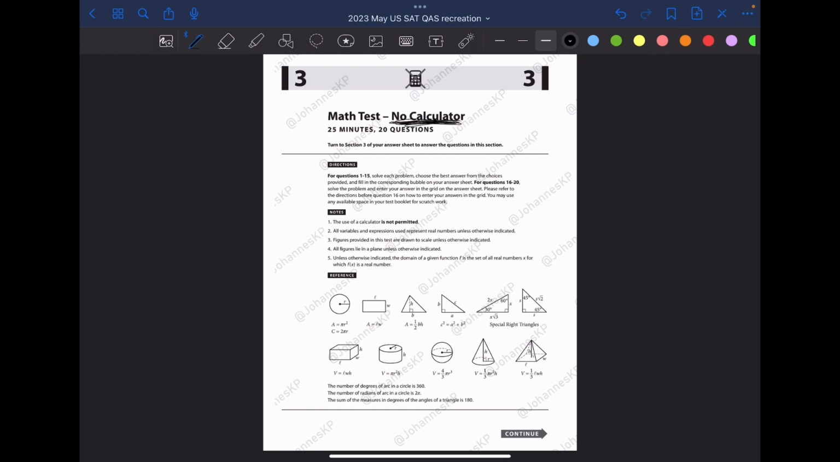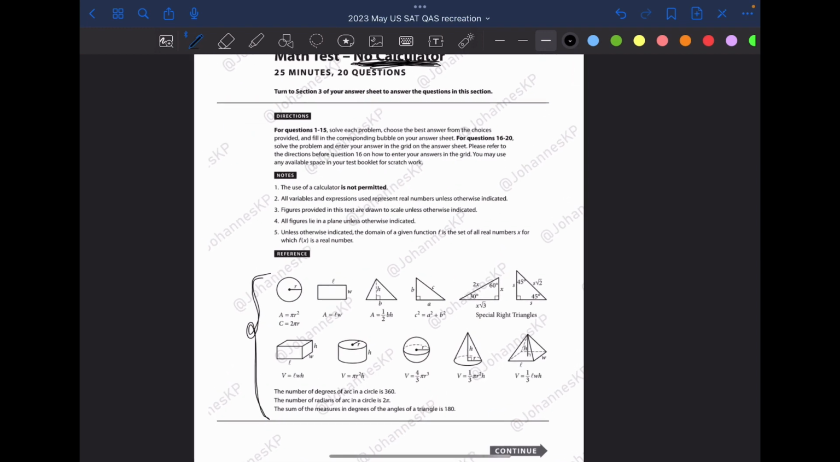A couple things you need to know is that you need to know how to use these formulas down here in the SAT, because they're given to you, but they don't tell you how to use them or when to use them. So you need to understand what they are and how to use them.